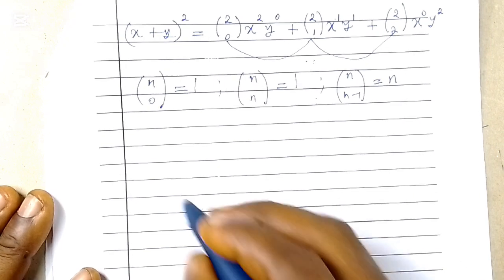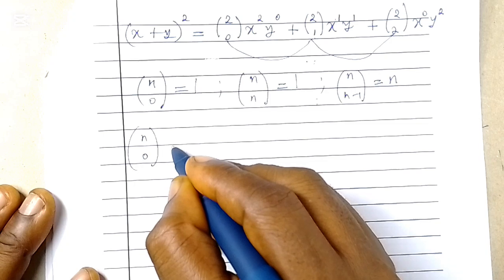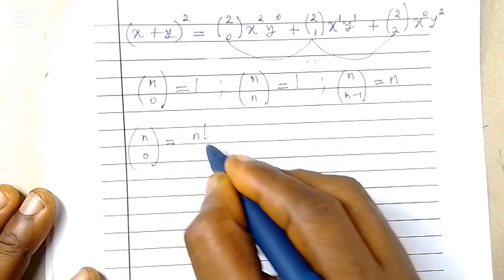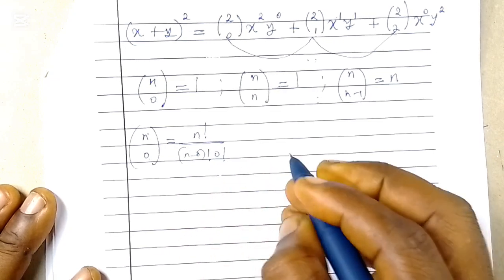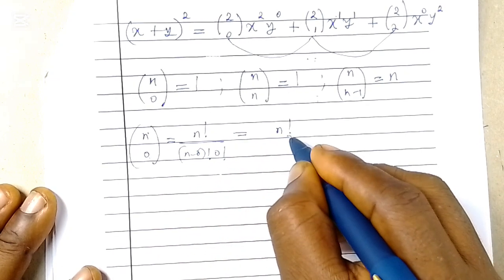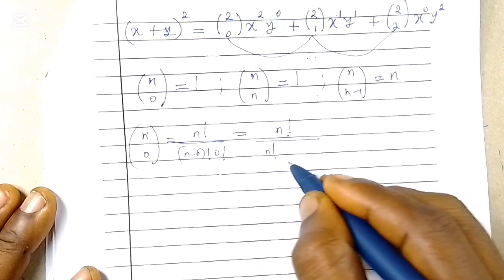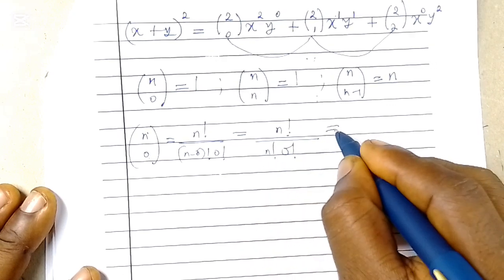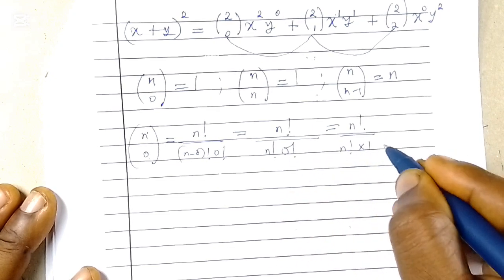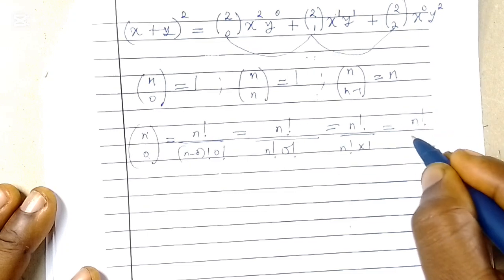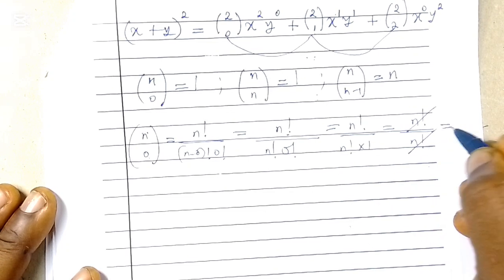Please, it is very important if you are using binomial expansion. So, n combination 0, we said earlier on, is n factorial all over n minus 0 factorial, 0 factorial. And this will give you n factorial all over n minus 0, which is n, so that will be n factorial, and then 0 factorial. Now, 0 factorial is 1, so this will be n factorial times 1, and that will give you n factorial all over n factorial, and n factorial cancels this to give you 1.